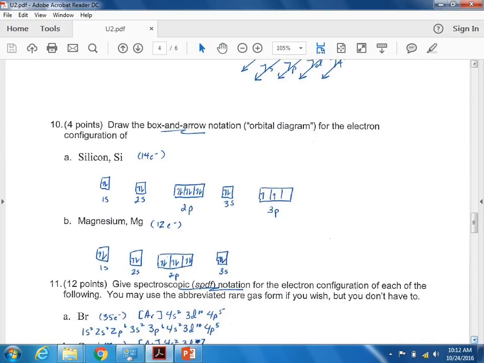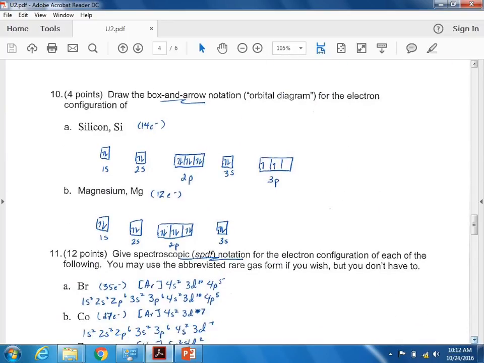But then I was after box and arrow notation for silicon and magnesium. So that's where those are. These were both worth 2 points apiece. And so, it's possible that you missed a point here and there. Remember that, for instance, with silicon, if we peter out finding homes for electrons in a subshell, 3p, of course there are 3 orbitals in that subshell. We have to draw all 3 of them, even though we're only going to put 2 electrons there.